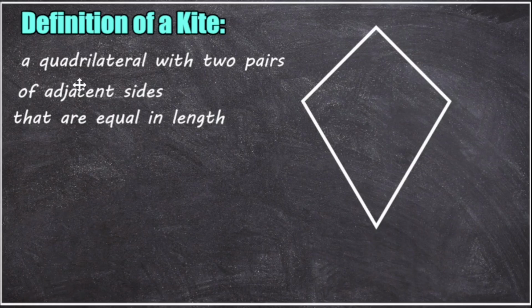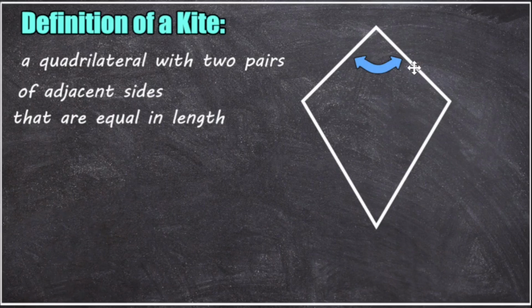I've tried to make the definition as simple as possible, and the definition of a kite is a quadrilateral with two pairs of adjacent sides that are equal in length. You can see it's a quadrilateral. There are four pairs of adjacent sides. Each pair of adjacent edges forms one of the corners of the kite.